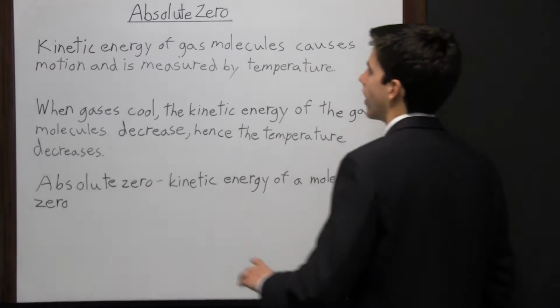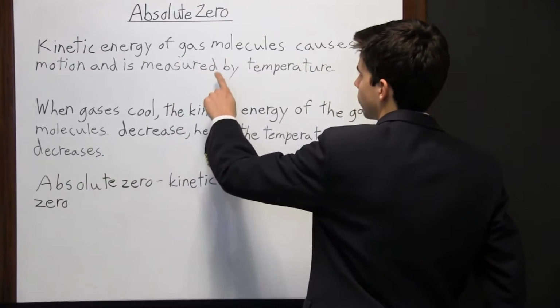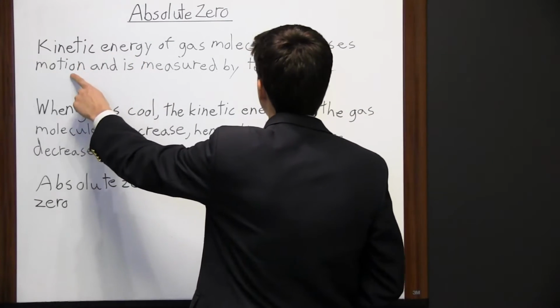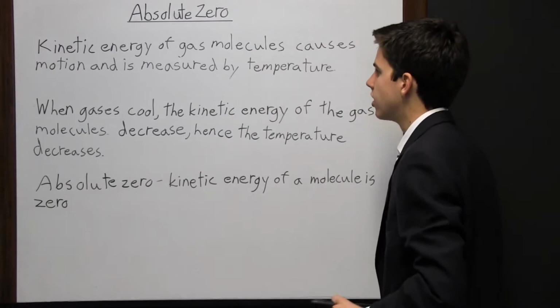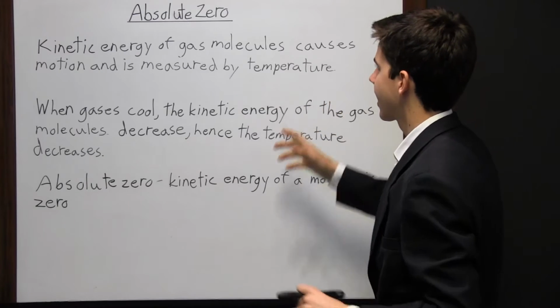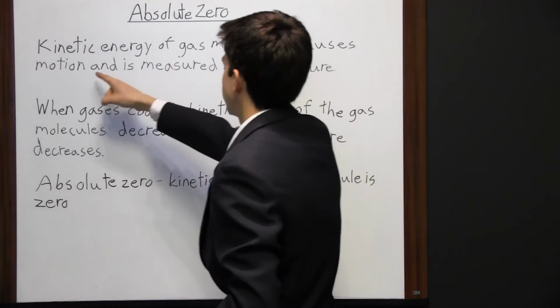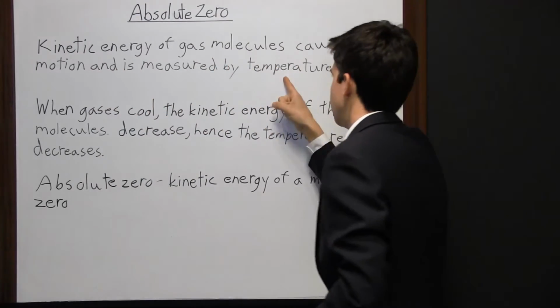So let's go back up here. All right, so the kinetic energy of gas molecules causes motion. So it's the kinetic energy that makes things move, and this is measured by temperature. So it's not the temperature of something that causes something else. It's when gas molecules are in motion, we measure that amount of motion by temperature.